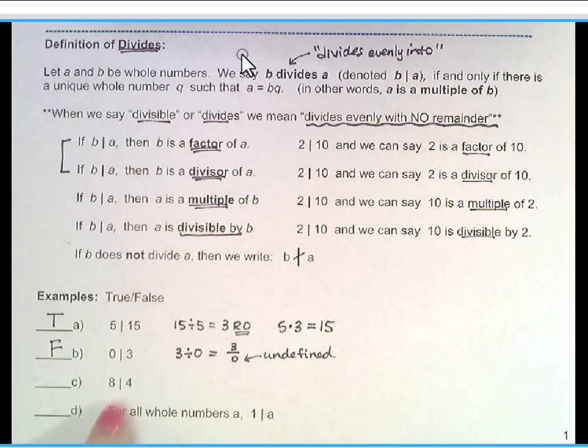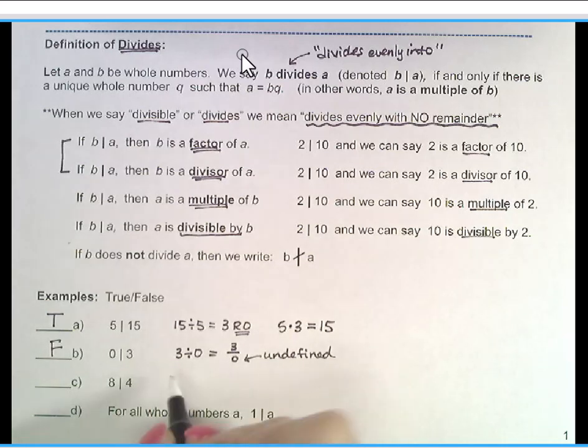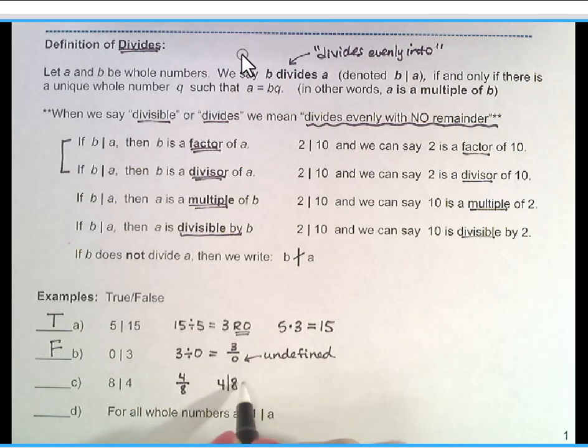How about this one? 8 divides 4. Now, because of the way it's written, you're saying 8 is divided into the 4. That's 8 divided into 4, right? Does 8 divide into 4 evenly? No, see, that would be a fraction. That's like a half. Now, if it was written 4 divides 8, that would be a true statement. But 8 divides 4, that is false. Okay? That's not what it said, so I'm going to mark it off.